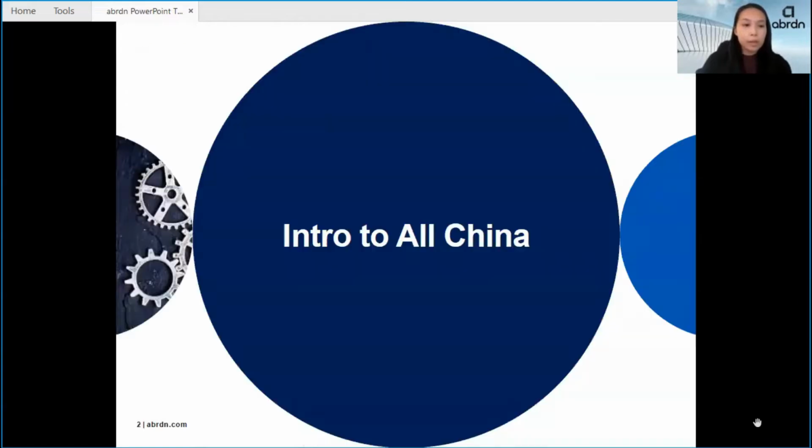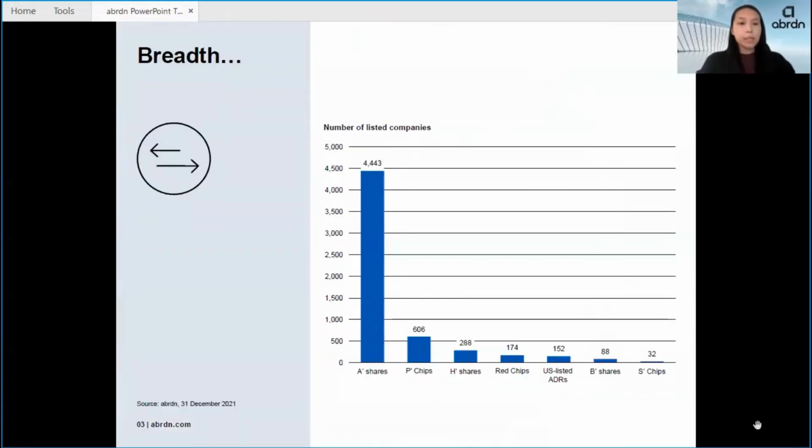If you turn to slide 3, this gives you an idea of the breadth of the universe. When we talk about the All China universe, we're referring to companies listed both on and offshore in China. Looking at the number of listed companies, the A-share universe is the most extensive, with over 4,400 companies listed there. These are companies listed onshore in China, either in Shenzhen or Shanghai, known as A-shares. We also have a number of overseas listings, for instance, H-shares, which are companies listed in Hong Kong, and also US ADRs. These are some of the more common offshore listings, and you can see that there are quite a number of companies listed both on and offshore.